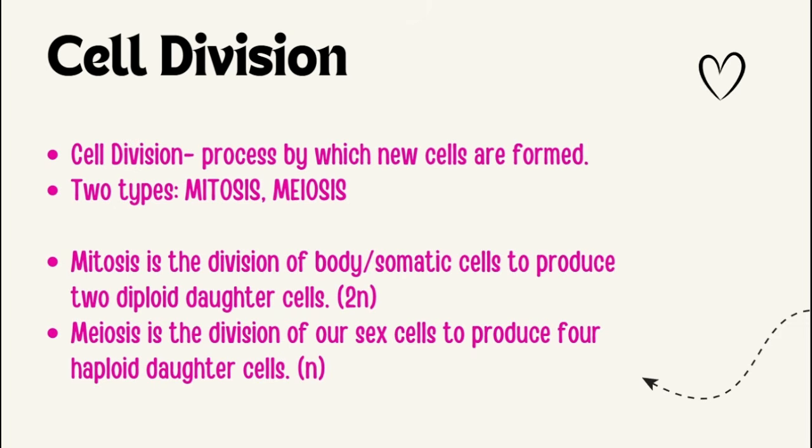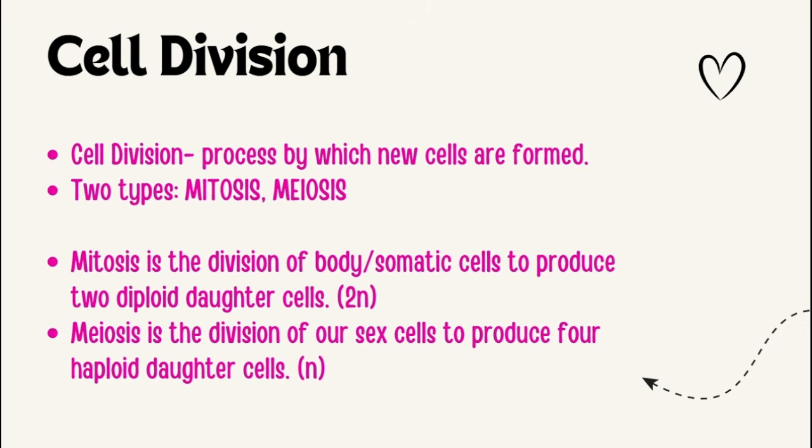As it relates to the stages, we're not going to go through the stages of interphase. That's what I mean to say. But we're going to focus on just PMAT. So basically, cell division is the process by which new cells are formed, and the two main types of cell division are mitosis and meiosis, right?